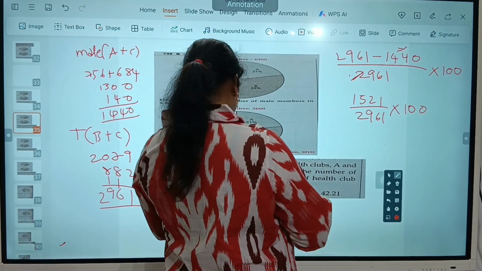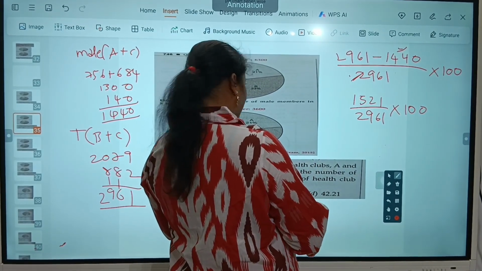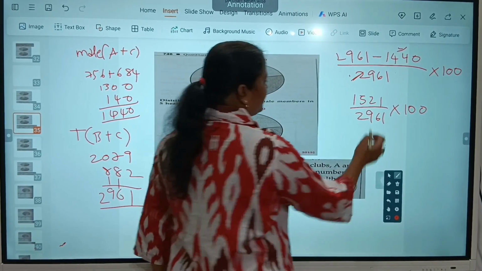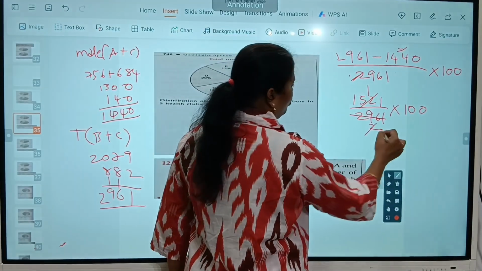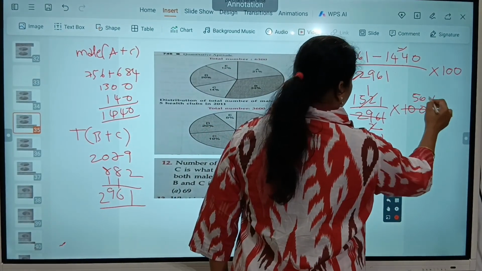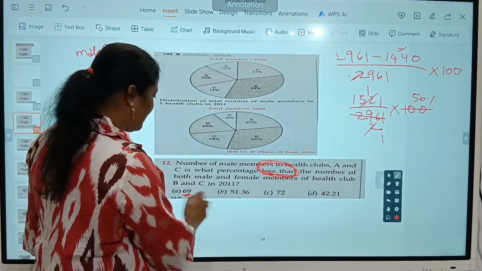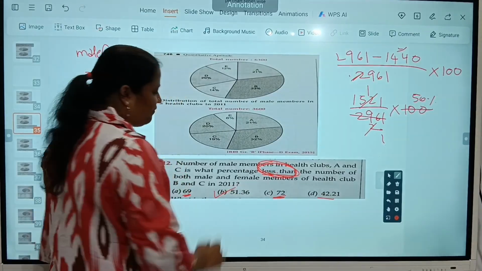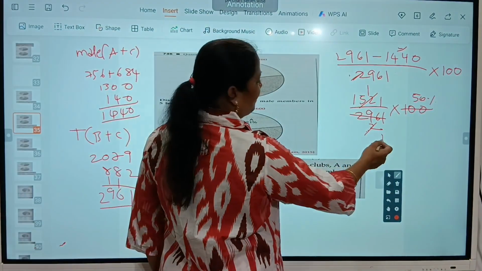Okay, now we will calculate 1521 divided by 2961. It will be approx 1500, twos are 2, 50%. So the answer is approx value we have to take. 69 is very far, 72 very far, 42 very far. So 51.36 we will take. Why? Because here we are calculating approx.